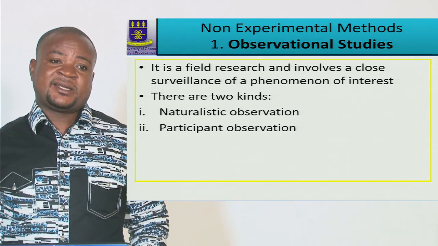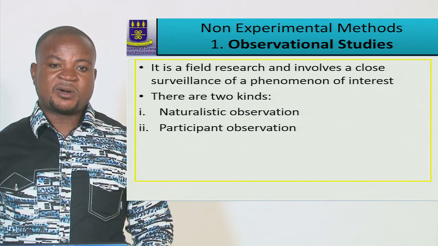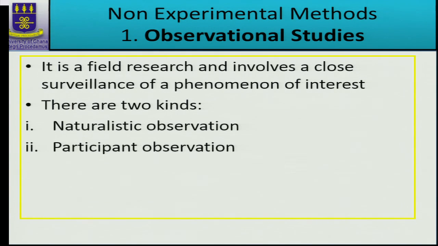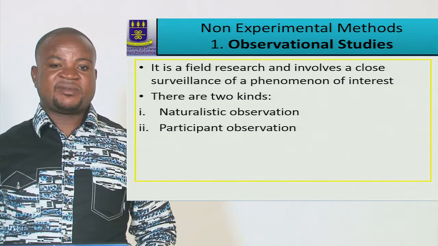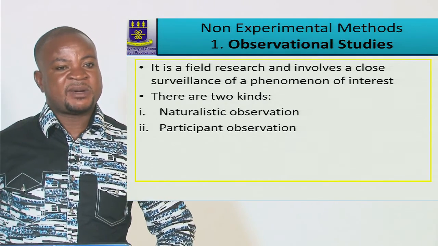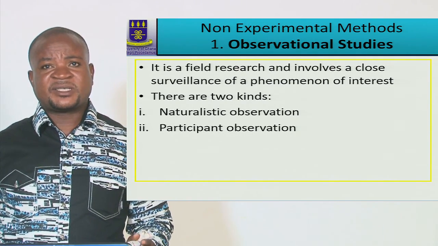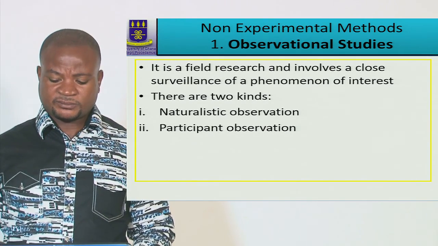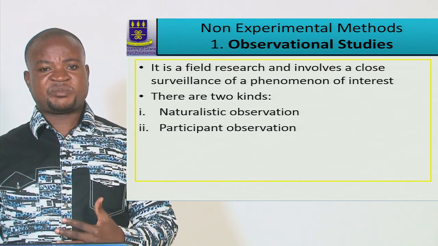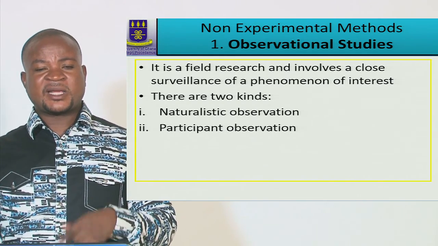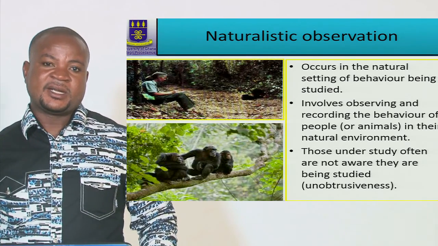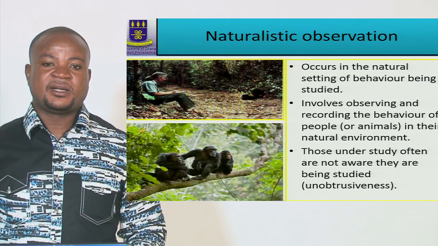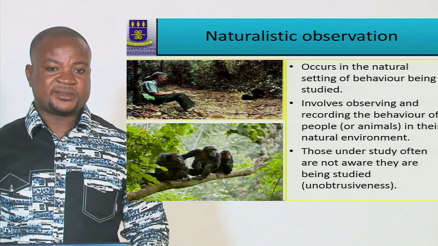So an observational study is a field research which involves a close surveillance of a phenomenon of interest. And here we have two types: naturalistic observation and participant observation. In observation, what you are doing is that you just want to see what is happening there. There are two ways. You can sit behind and see what is happening, or you can take part in it at the same time as seeing it. So naturalistic observation occurs in the natural setting where the behavior is being studied.